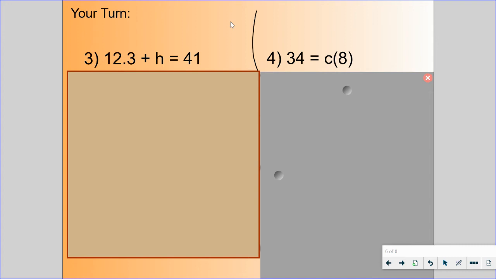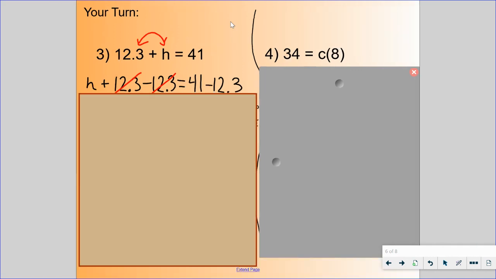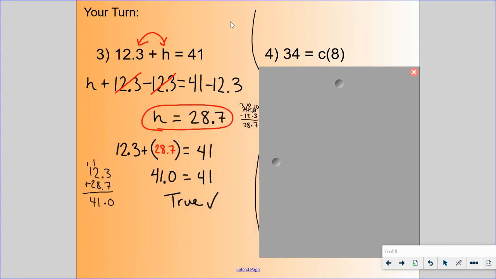All right, so the first thing I would do is I would change the order of number 3. I would change the order so that H comes before the 12 and 3/10. And now, how do we get rid of that 12 and 3/10? Well, we're going to subtract 12 and 3/10 from both sides. In doing so, you'd get an answer of 28 and 7/10, or is it?